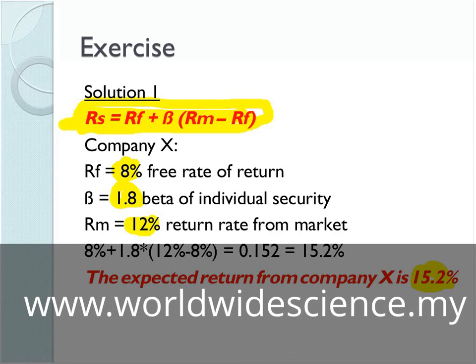That means that company X brings a return to shareholders of 15.2% of the profit. That means the company brings profit to the shareholders from their shares, from the investments. Okay? So any questions so far for exercise number 1?